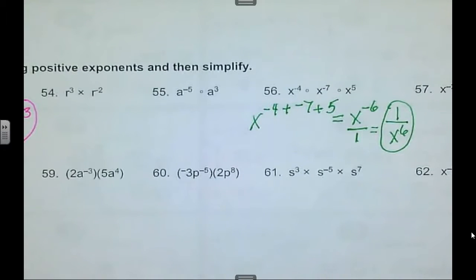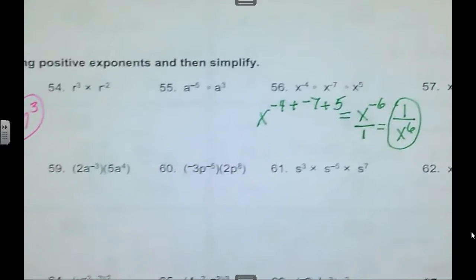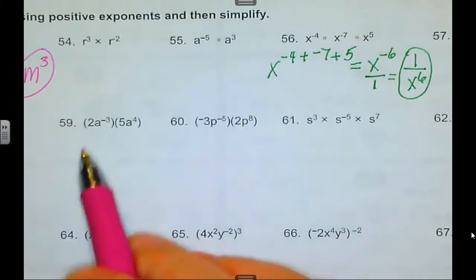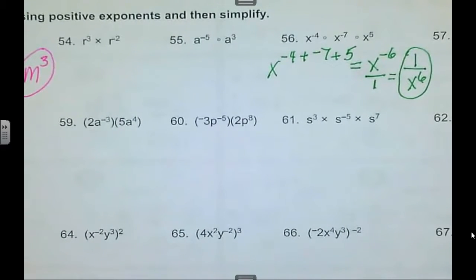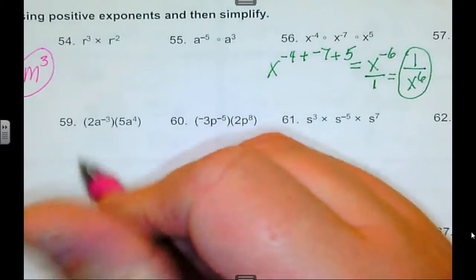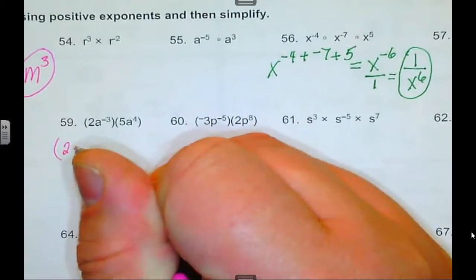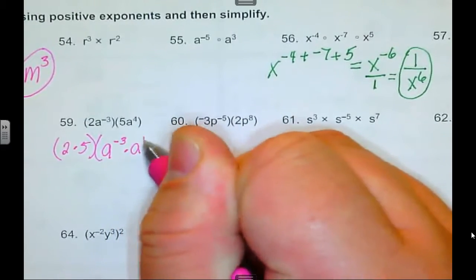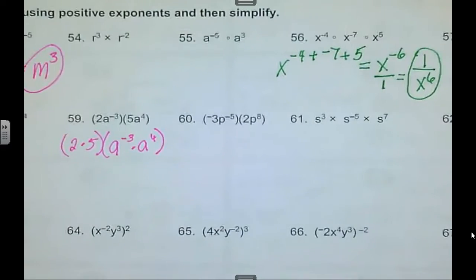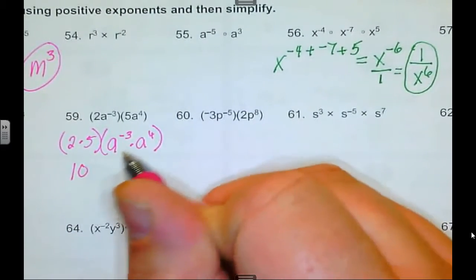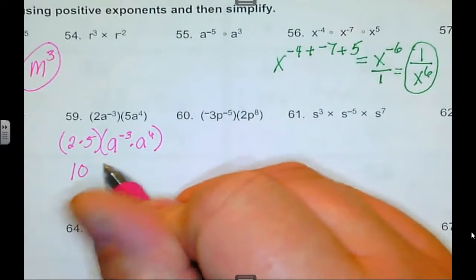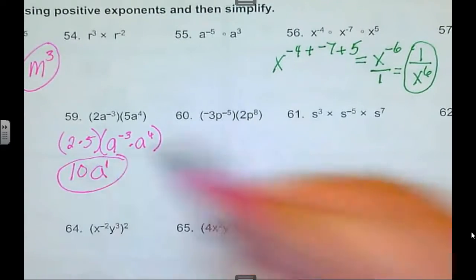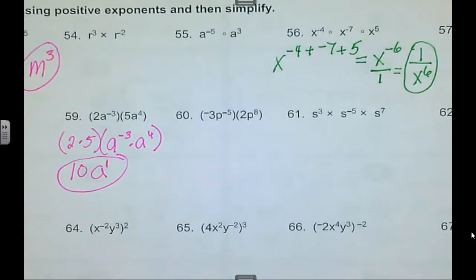What about a problem like number 59? What do I do if I have coefficients with my variables? Yeah, I'll multiply them. Okay, so I'm going to have 2 times 5. And then I have a to the negative 3 times a to the 4th. 2 times 5? A to the negative 3 plus 4. Just a or a to the first. If you want to put a 1 there, by all means, go ahead. You don't have to.